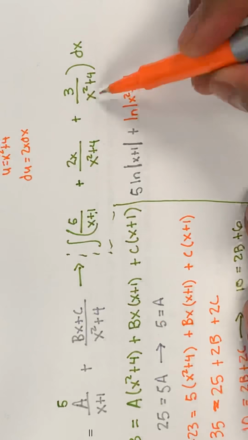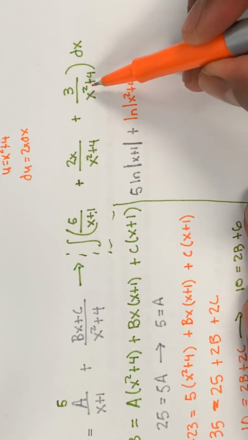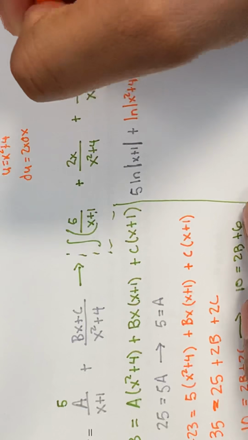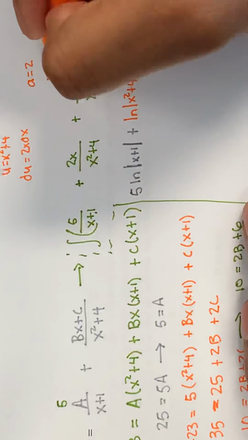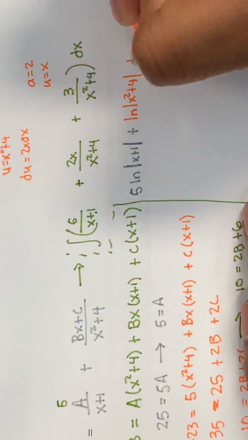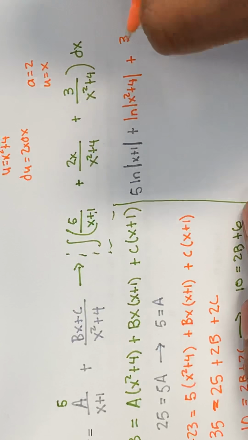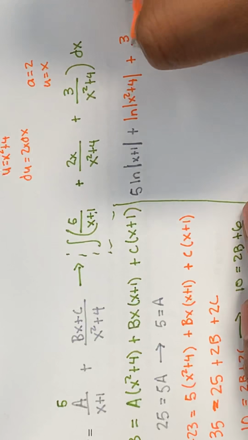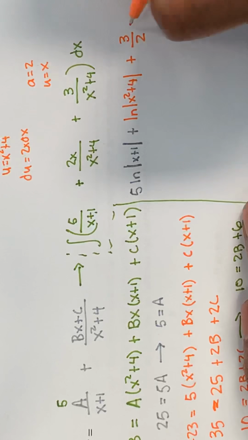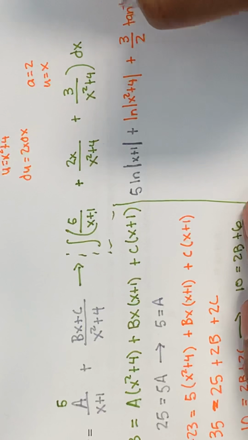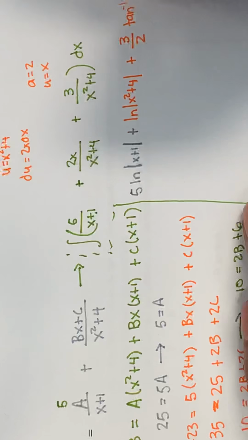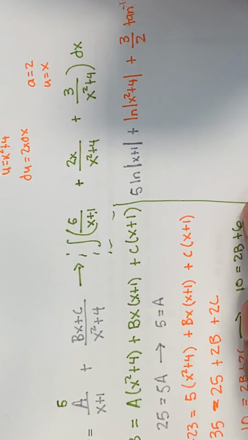So we're going to get another ln absolute value x squared plus 4. And then this one you should recognize as being in the form of the inverse tangent function, where a equals 2 and u equals x. So we're going to have plus 3, and then we have to multiply by 1 over a. So 1 over 2 times 3 is 1/2, plus 3/2 tangent inverse of u over a, so x over 2 plus c.